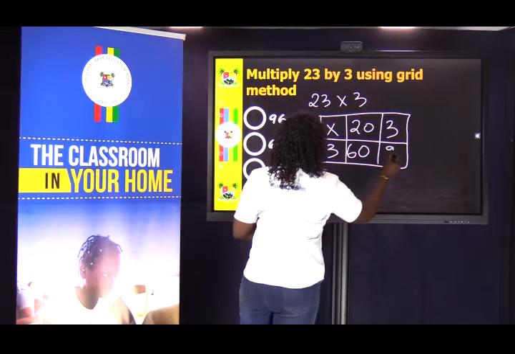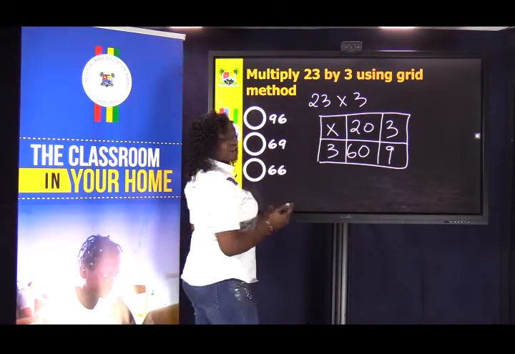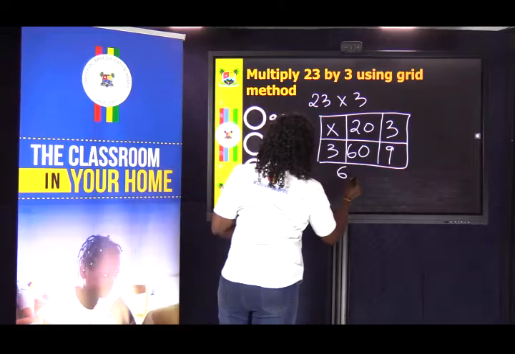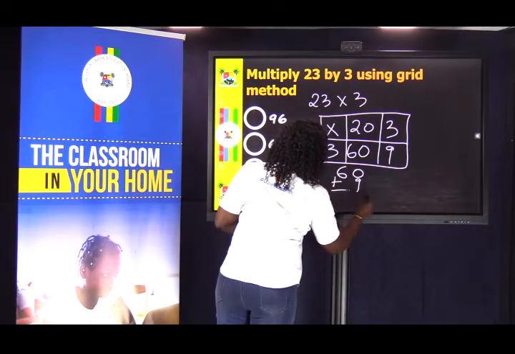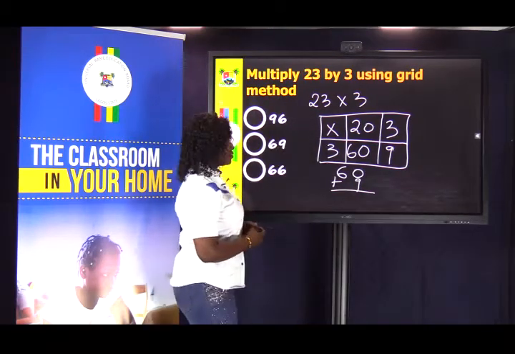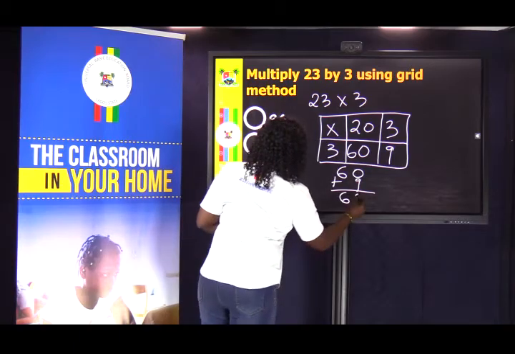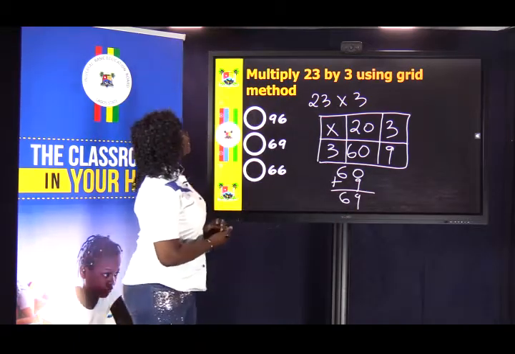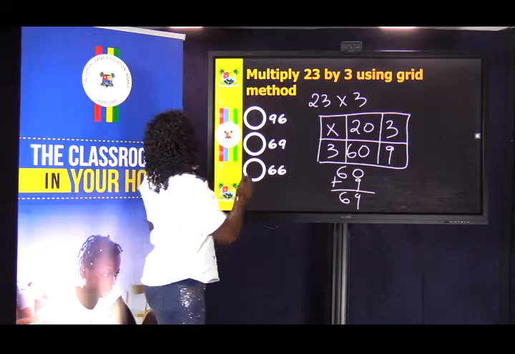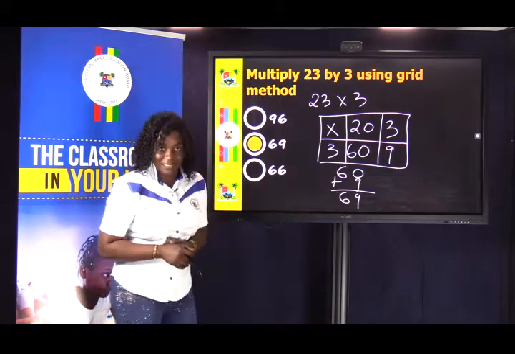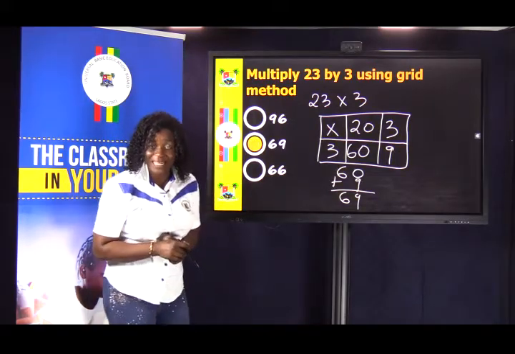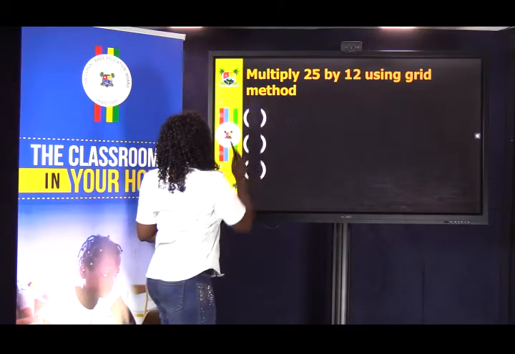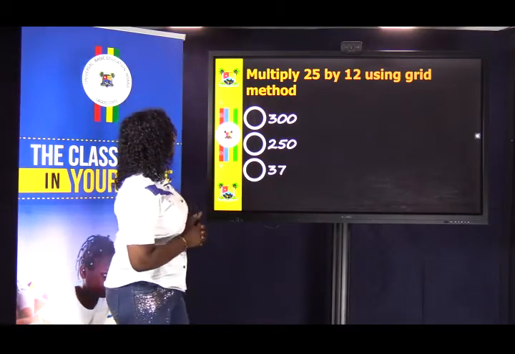3 times 3 is 9. So we are not done yet. We add 60 and 9 together. When you add 9 to 60, you have 69. So when we multiply 23 by 3, we get 69. Very simple, right? I told you you would enjoy it and it will be very simple.